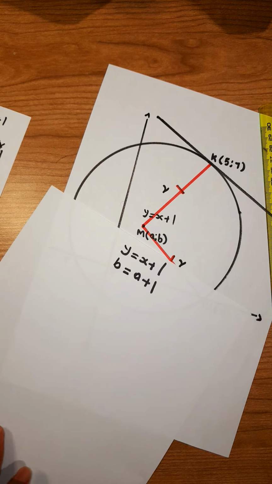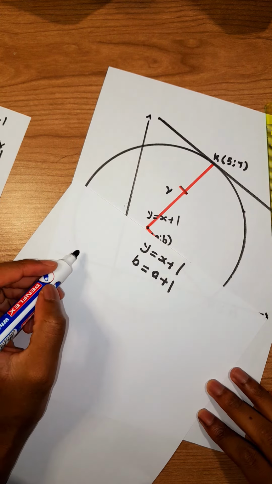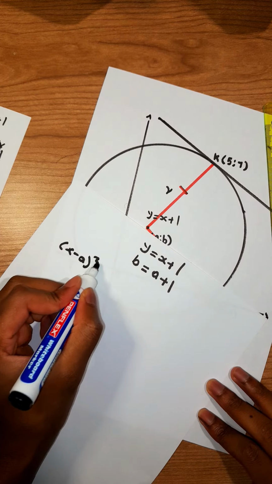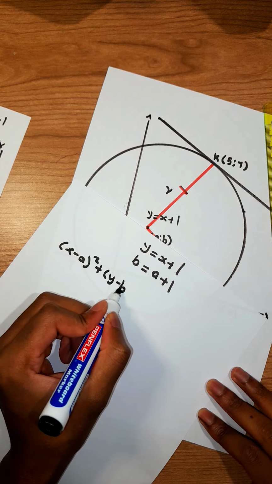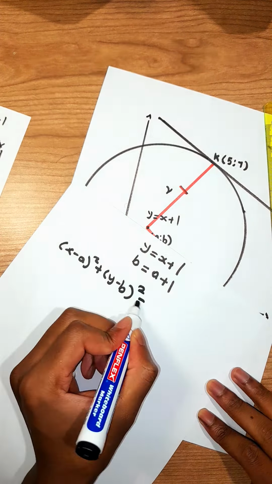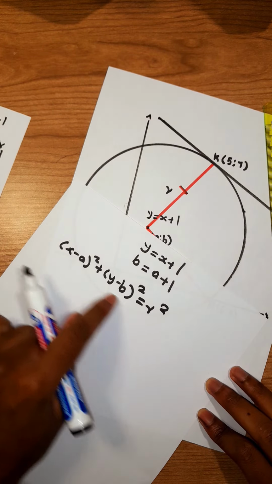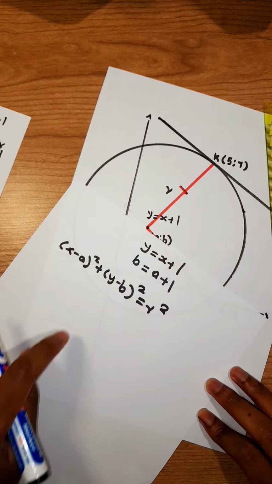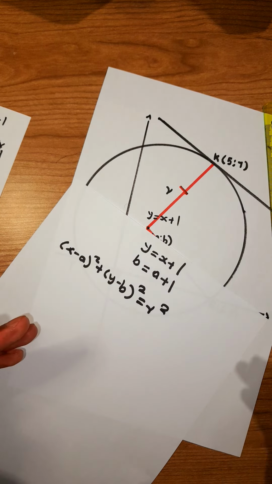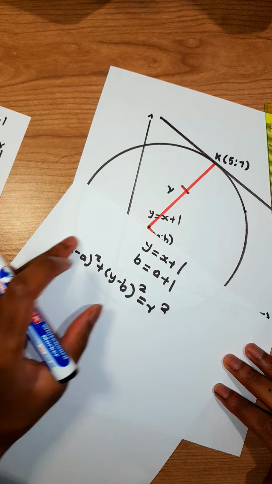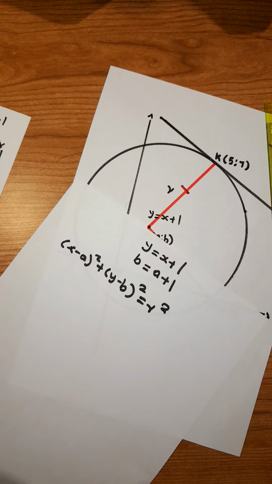But what is the equation of a circle? The equation of the circle is given by x minus a, squared, plus y minus b, squared, equals r squared. This is the same as the equation of the distance. The equation of the distance is also given by this equation. Well, let's look at this.